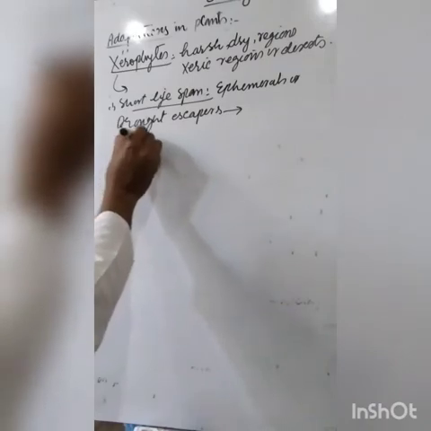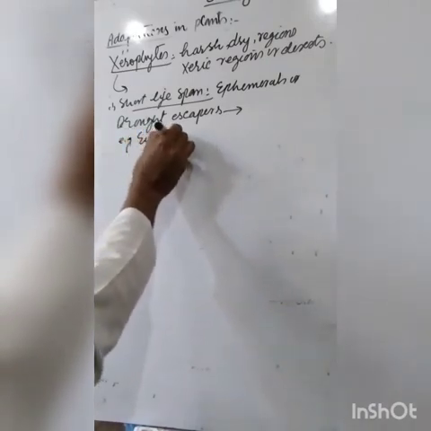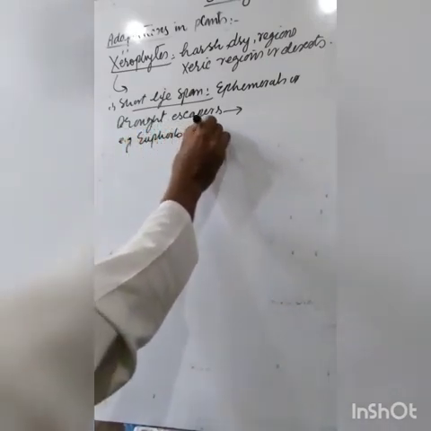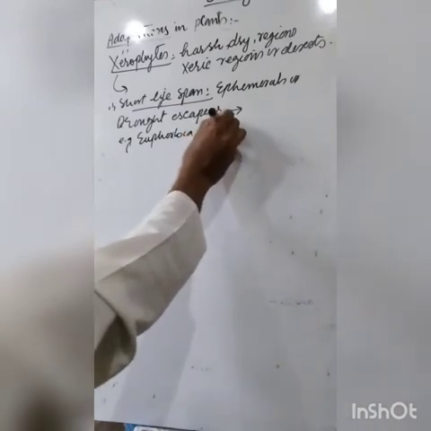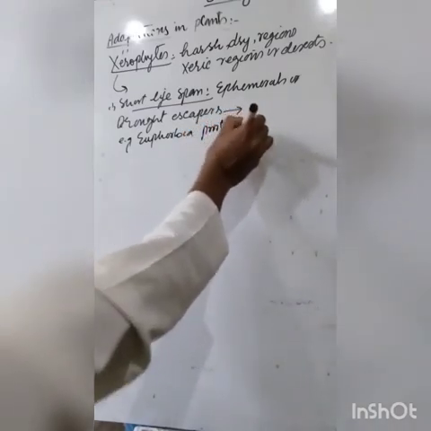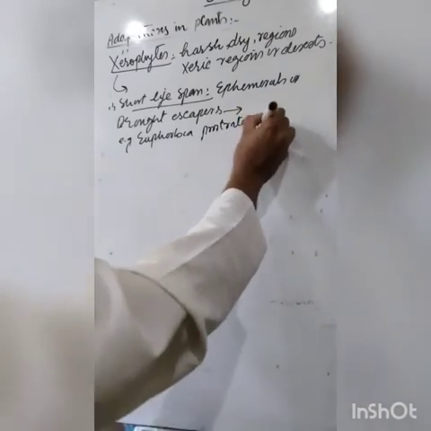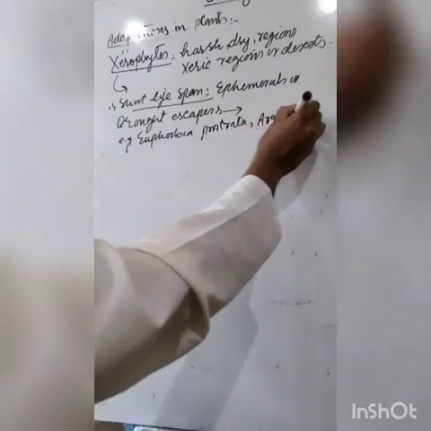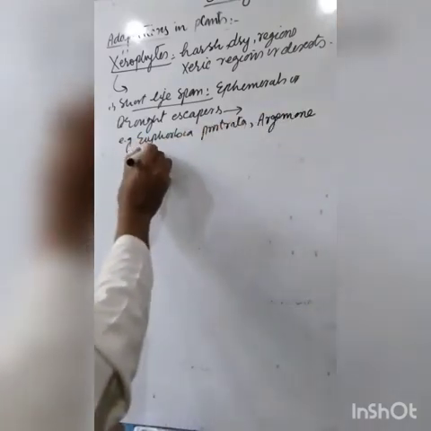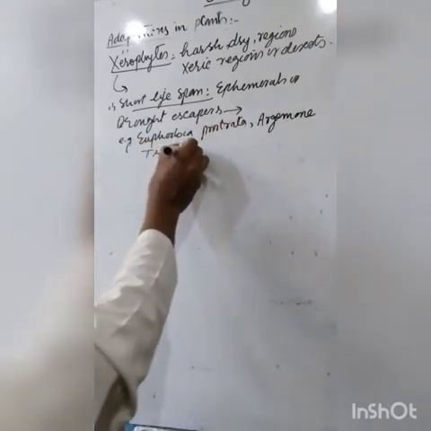And there is one that is called Euphorbia prostrata. There is another one that is called Tribulus.